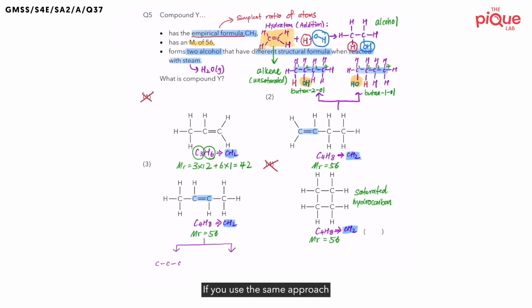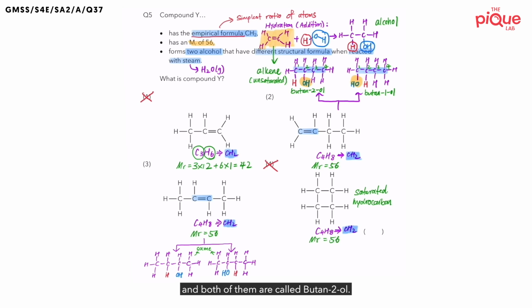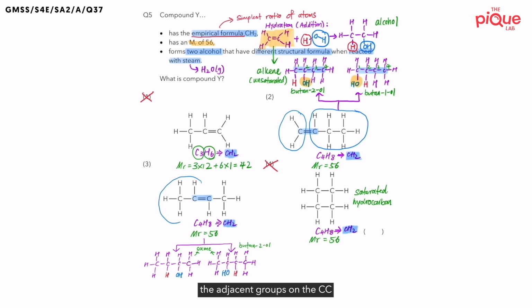If you use the same approach for compound 3, you will end up with 2 structures over here, and for those of you who are quick, you'll realize that both of these structures are the same, and both of them are called butan-2-ol. In case you're wondering why these 2 alkenes give you such different products, this is what you have to be aware of. For compound 2, you can see that the adjacent groups on the C=C double bond are different, whereas for compound 3, the adjacent groups on the C=C double bond are the same.